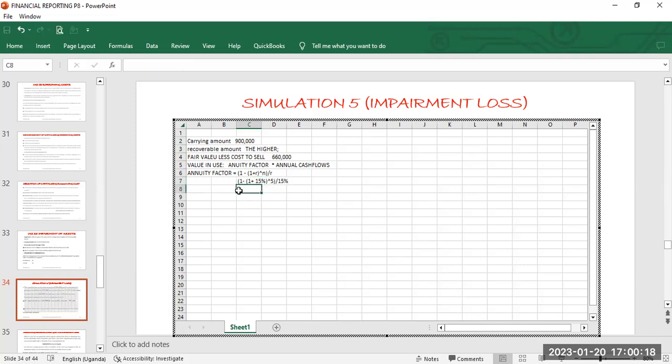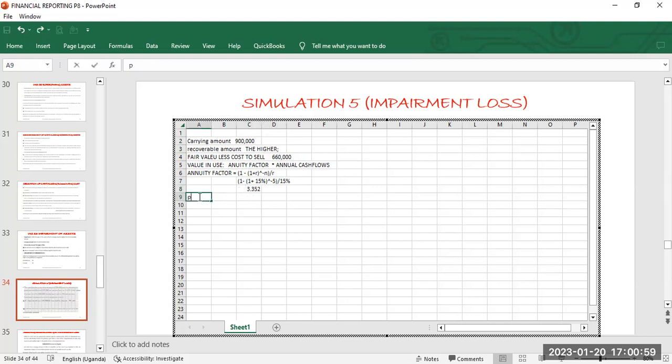So when you compute that, sorry, there is a negative here. In the formula, it's supposed to be negative power n. Even this one will be power negative 5. So this will give us 3.352, and that's the annuity factor.